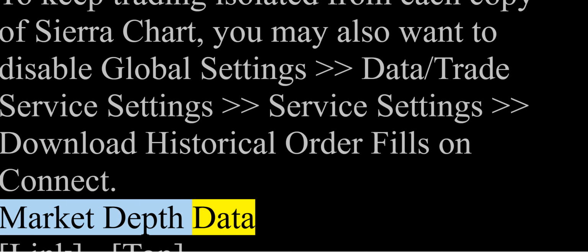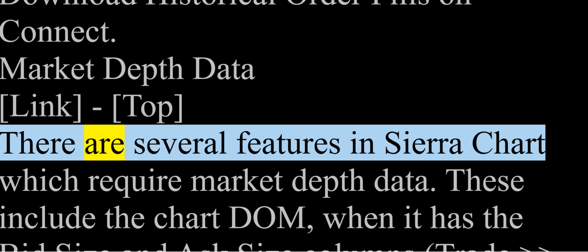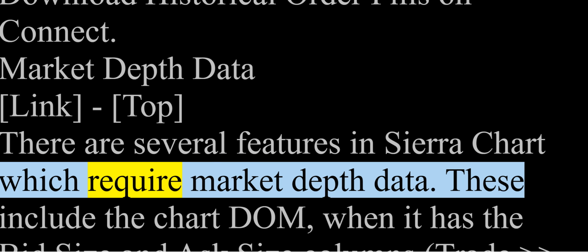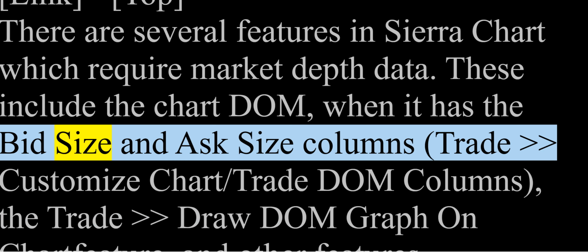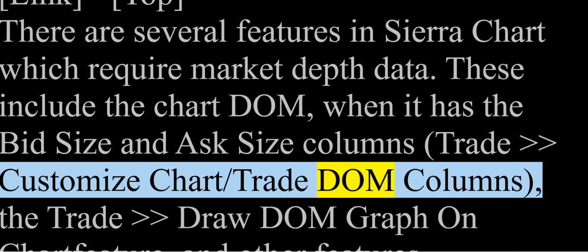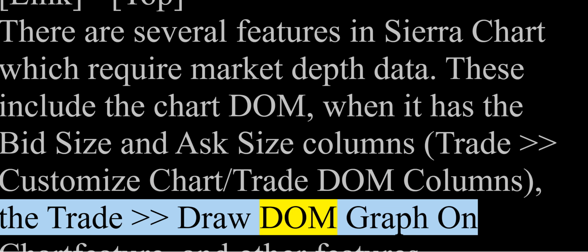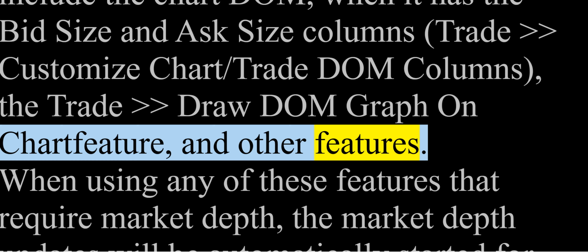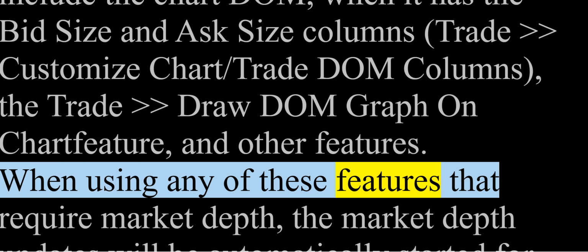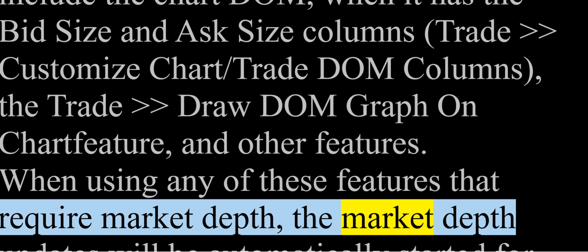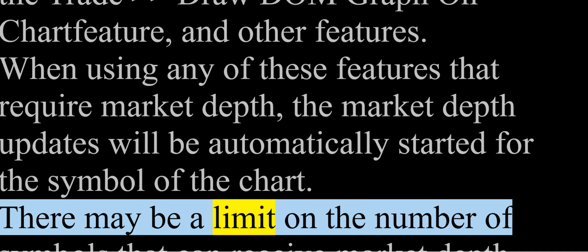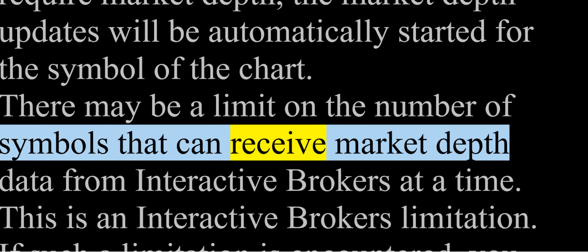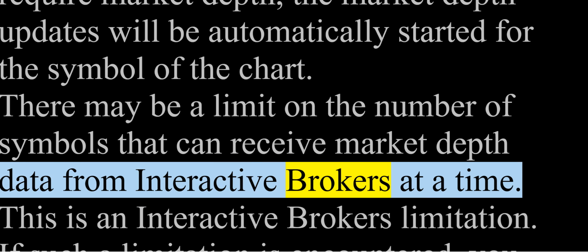Market depth data. There are several features in Sierra Chart which require market depth data. These include the Chart DOM, when it has the Bid Size and Ask Size columns, Trade DOM customized chart/trade DOM columns, the Trade DOM Draw DOM Graph on Chart feature, and other features. When using any of these features that require market depth, the market depth updates will be automatically started for the symbol of the chart. There may be a limit on the number of symbols that can receive market depth data from Interactive Brokers at a time.